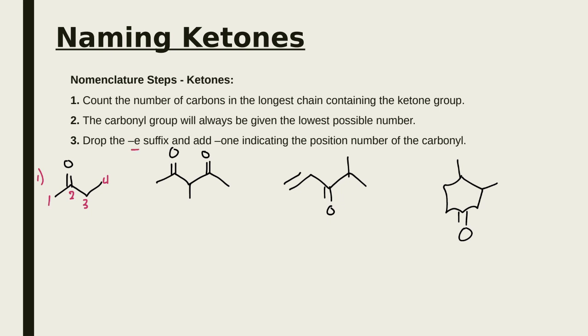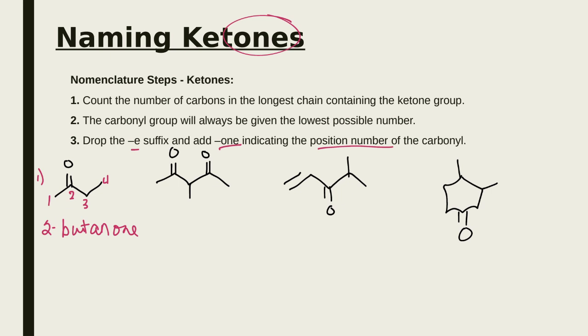I'm going to drop the E, and then I'm going to add ONE as my suffix. Okay, so ONE is the suffix for ketones. And I also have to indicate the position number. So my ketone, the carbonyl group is sitting on carbon 2. So we're going to call this a butanone, as a name, butanone.